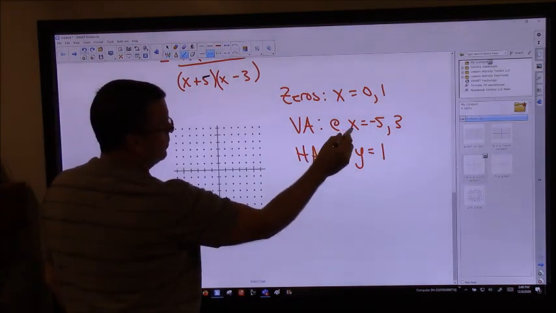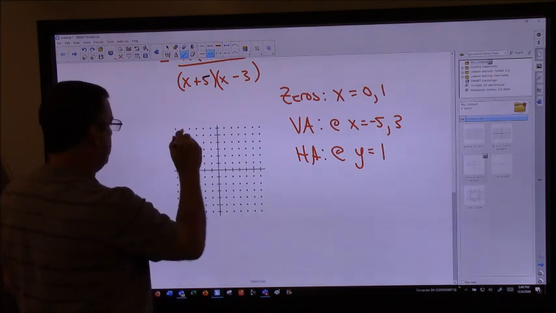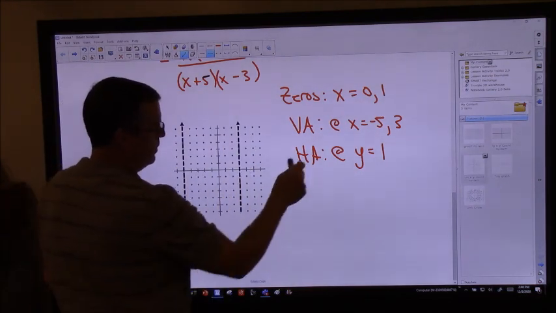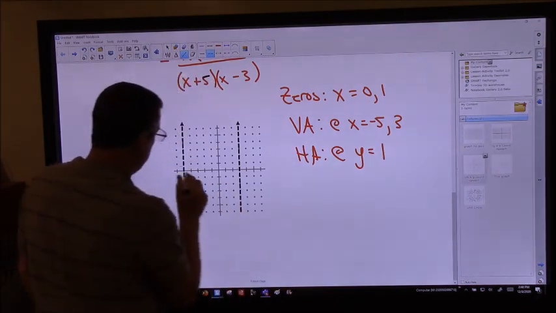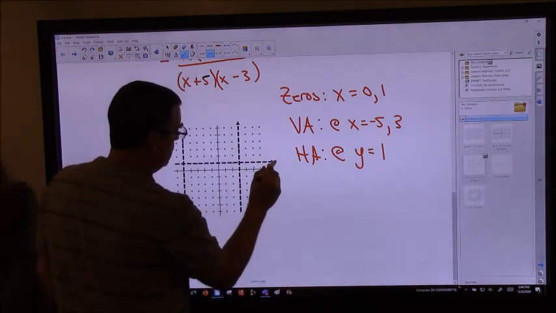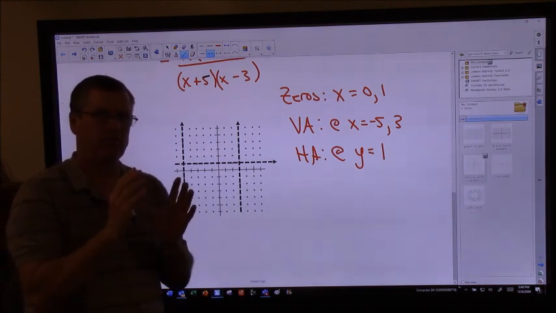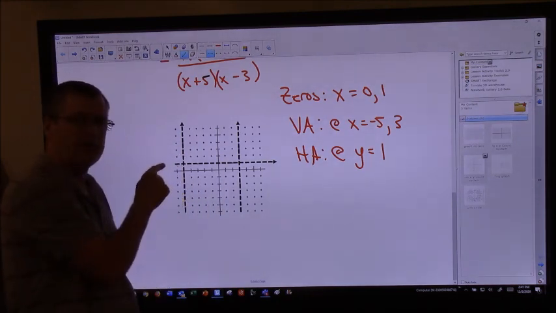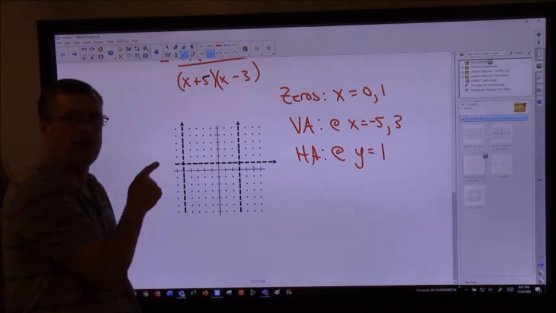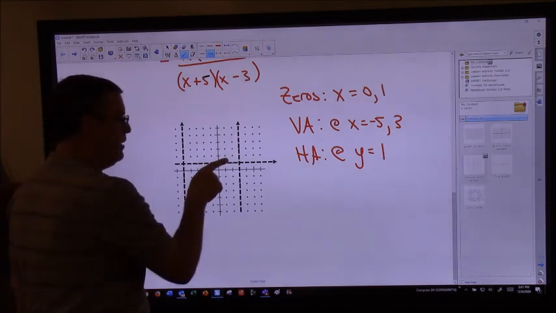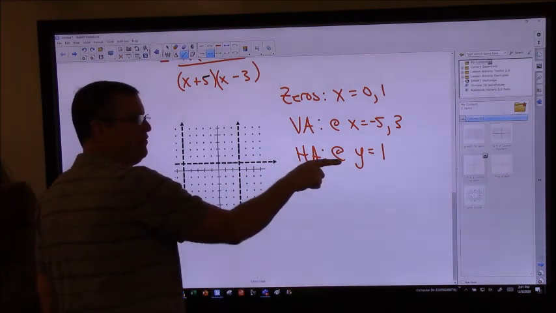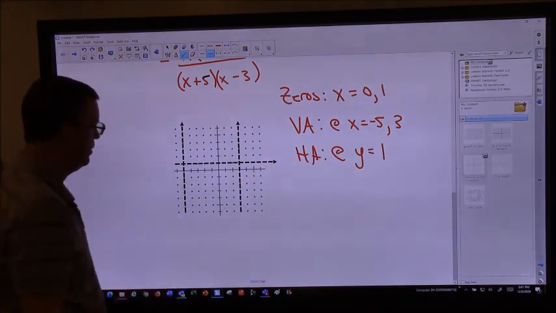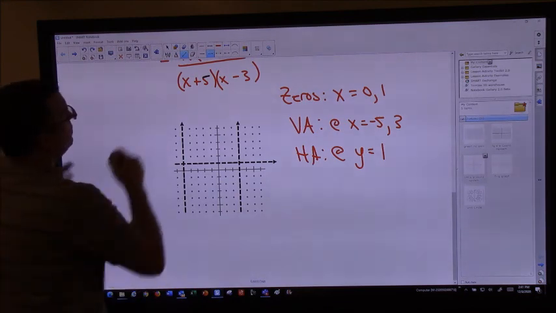I know that there's a vertical asymptote at x equals -5, so there's a dotted line I can't touch. There's a horizontal asymptote at y equals 1. Now, I know this sounds kind of weird, but you can touch a horizontal asymptote. It does happen sometimes. But as you go way out here to infinity, that's where you get close to this dotted line without touching. And same thing if you go way out this direction.